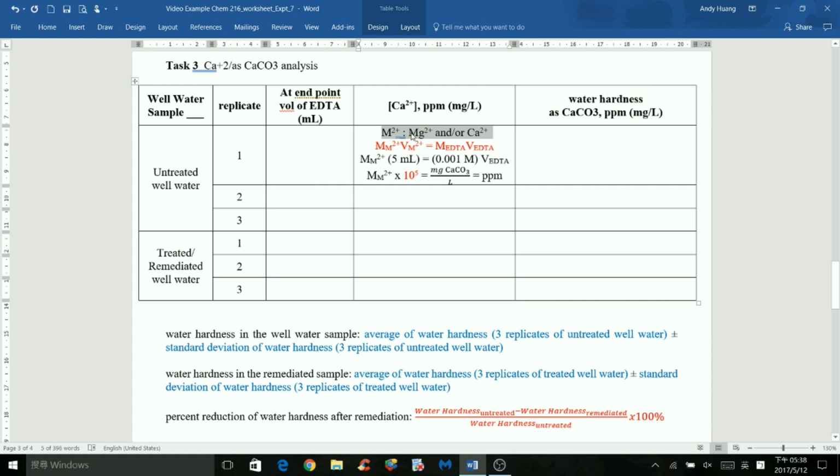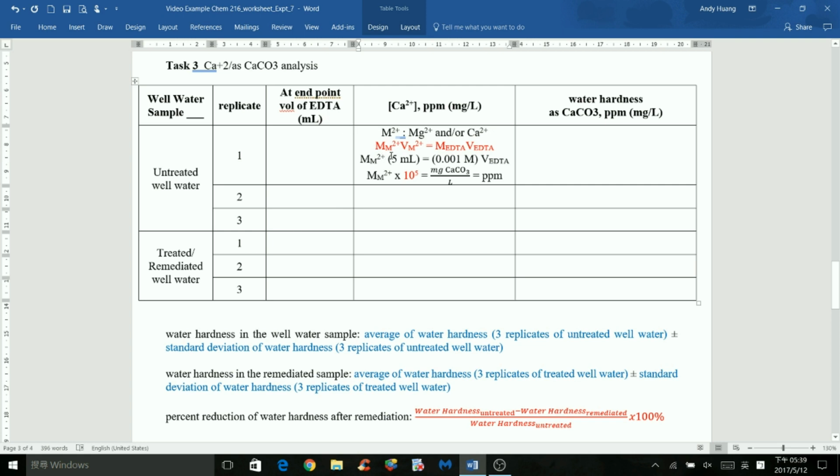So anyways, since EDTA is not specifically for calcium 2+, we'll use this M 2+ to symbolize that it can either be magnesium 2+ or calcium 2+. But of course, usually it's mostly calcium 2+, but we don't want to exclude magnesium 2+ here.